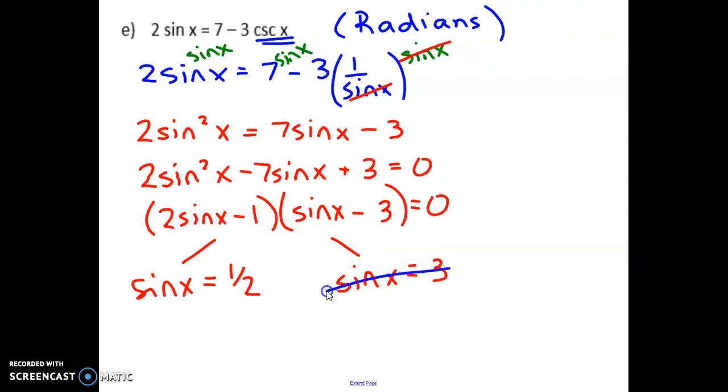But remember, sine can't equal 3 because that means the opposite is bigger than the hypotenuse, so we can't have that. But we can look at our circle and find where sine is 1/2. And sine is 1/2 here in radians, where x is pi over 6 and 5 pi over 6. So those would be our particular solutions. We can make the particular solutions into general solutions by adding the 2 pi n.